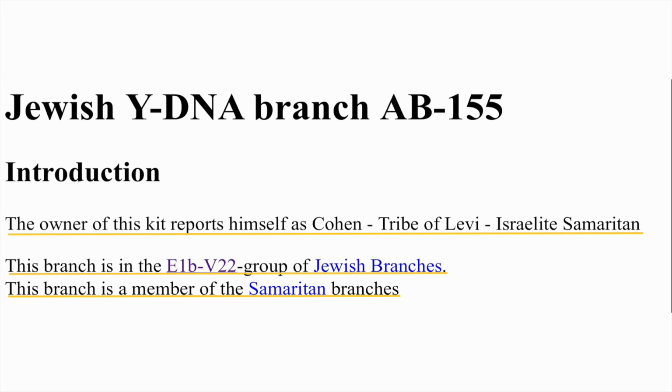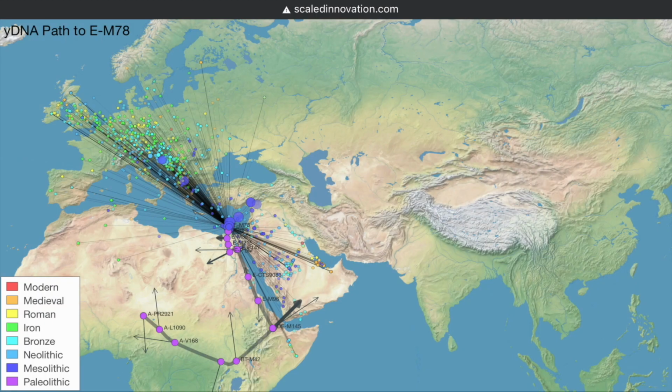This branch is in the E1b-V22 group of Jewish branches. This branch is a member of the Samaritan branches. Therefore, Abraham could be a downstream of E-M78, either E-V22 or E-V12.